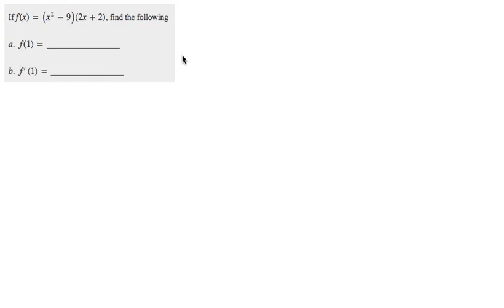So in this problem, we're going to find two things, f of 1 and f prime of 1. For f of 1, you just plug in 1 into the function and compute the y value at that point. For the derivative at 1, first you have to find the derivative with respect to x. So we're going to start by finding f prime of x.